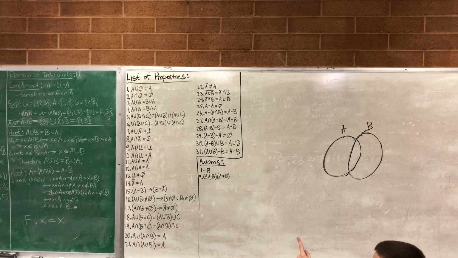So if we're in a one set universe, if we're in a universe where there's only one object, then either that object's in A or it's in A complement. And that's the smallest universe that we can have. Let's look at the next one.